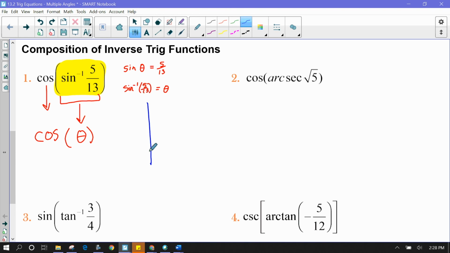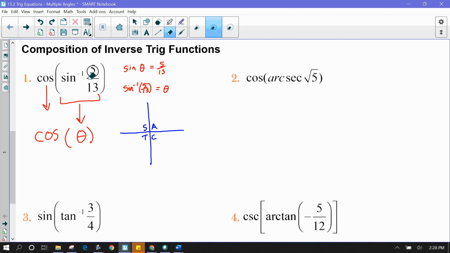So I'm going to start by drawing my quadrants, and then remembering this little acronym, all students take calculus. If you remember from before, this tells us which trig functions are positive depending on the quadrant that they're in. So I can look at the inverse sine of 5 over 13.